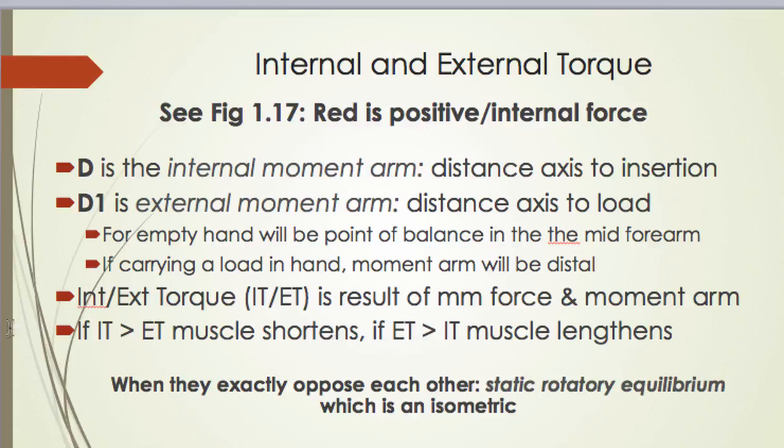That's where our external torque is greater than our internal torque. And what happens when they exactly oppose each other? Here we have static rotatory equilibrium, which is essentially a musculoskeletal isometric contraction. So there, the internal torque is exactly equal to the external torque.